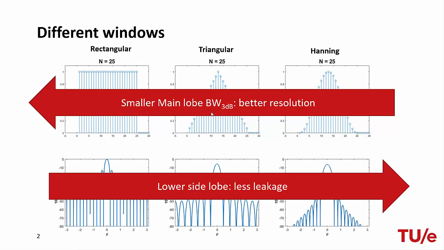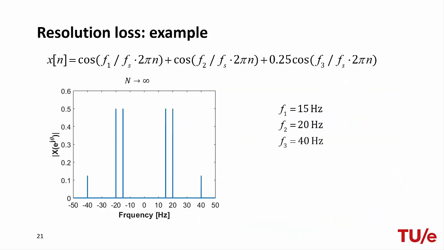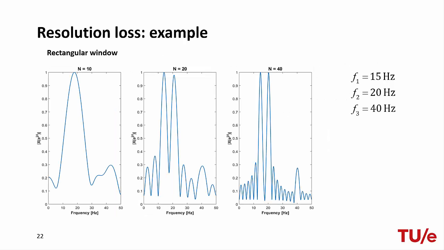On the other hand, they provide lower side lobes, thus mitigating the problem of spectral leakage. To better understand the effects of windowing on spectral resolution and spectral leakage, we can look at an example. Here we simulate a sinusoidal signal composed of three distinct spectral peaks, one at 15 Hz, one at 20 Hz, and one at 40 Hz.